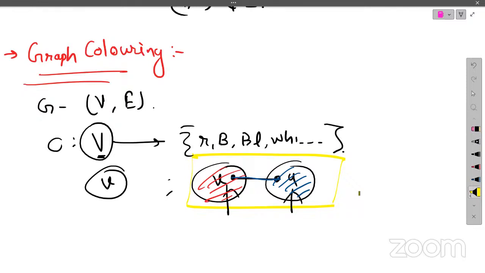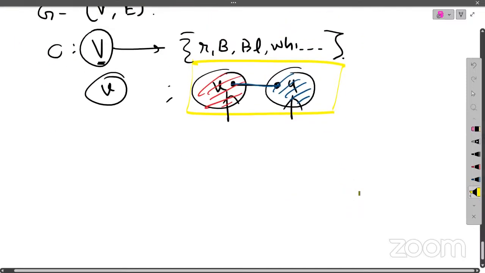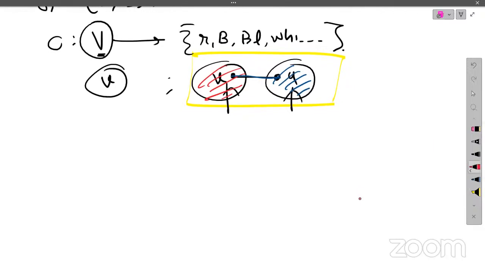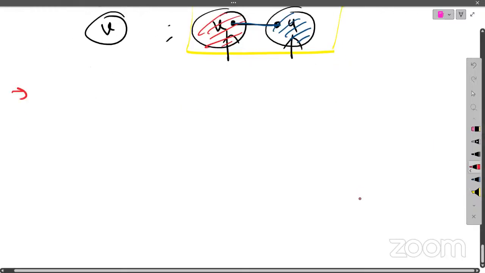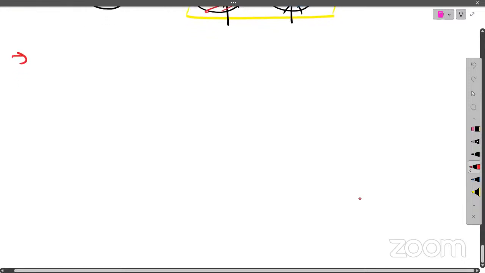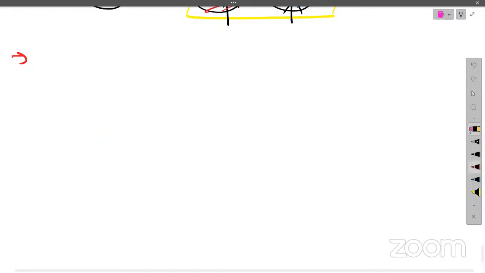Yes, ma'am. Okay, now let's do some examples, then it will be much clearer. So suppose I give you a graph. Suppose I have a vertex number 1 here.